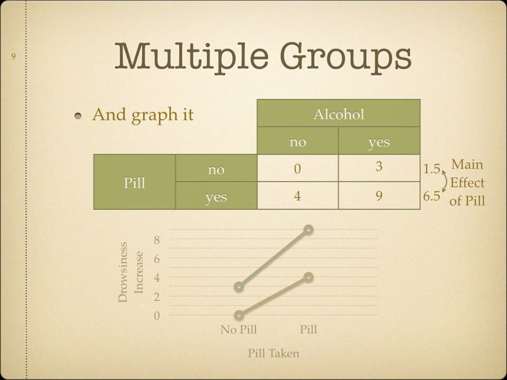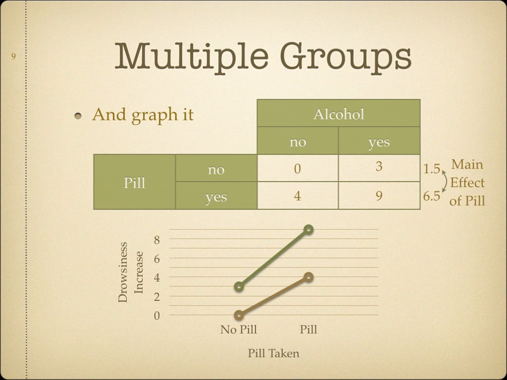So we go back and look at the graph, and we see that there is what we refer to as a main effect for pill. That's just testing whether or not the pill had an effect. You'll notice that we're kind of ignoring the fact that there is a no alcohol and yes alcohol condition. We're averaging between the two to get a 1.5 for the no pill condition and a 6.5, the average between 4 and 9, for the yes pill condition. We've done what's called collapsing across alcohol, collapsing across that variable. We're not paying attention to that fact.